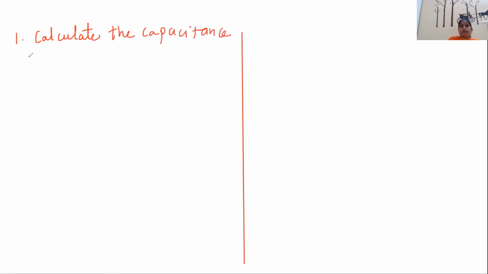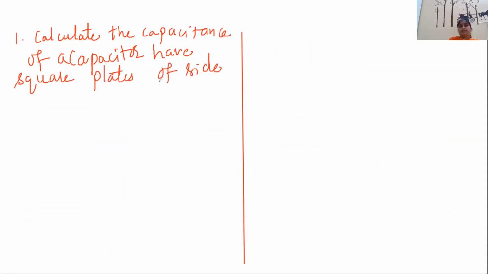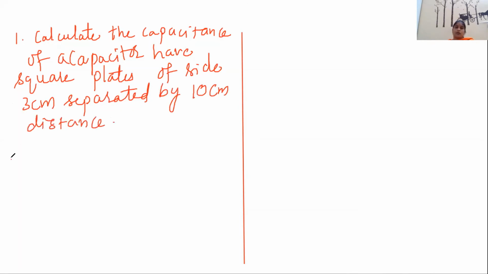The first problem is: calculate the capacitance of a capacitor having square plates of side 3 centimeters and separated by 10 centimeters distance. So let us do this problem first.